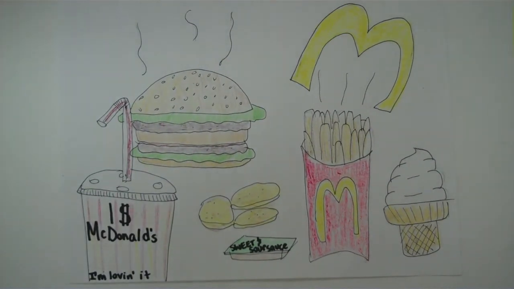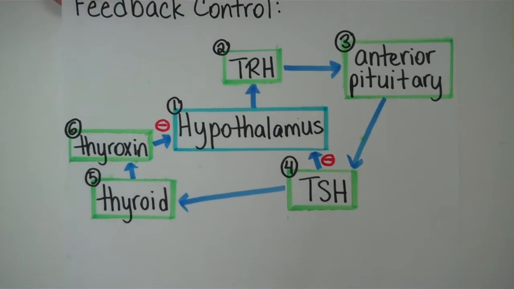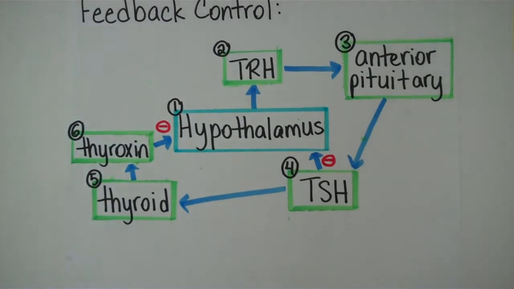This fat contributes to weight gain, which can lead to many health problems. It should be noted, however, that not all weight gain is due to thyroxine levels. Diet also plays a key role. In order to control the levels of thyroxine in the body, feedback mechanisms are used.